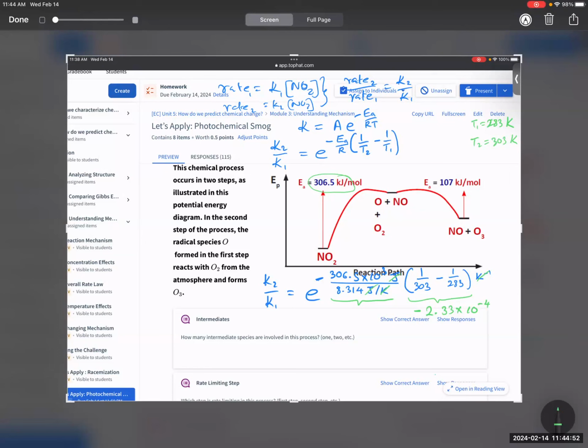Oh yeah, multiplied by 1,000. 1,000 divided by 8.314. Okay, that gave me a large number, and that is 36,865.5. Let's write that like this. It should be 3.6865 times 10 to the power of 4.